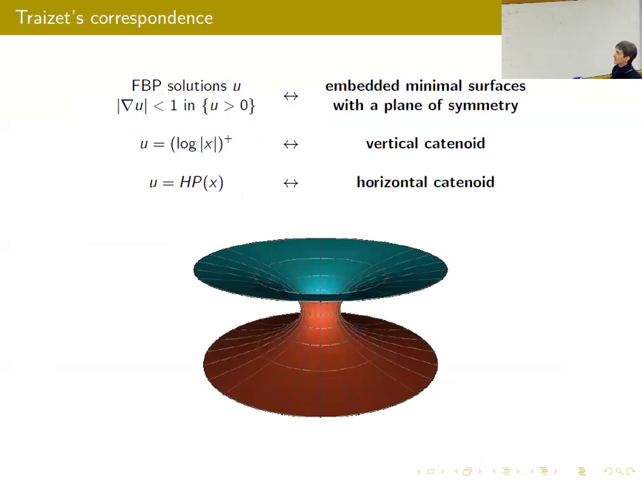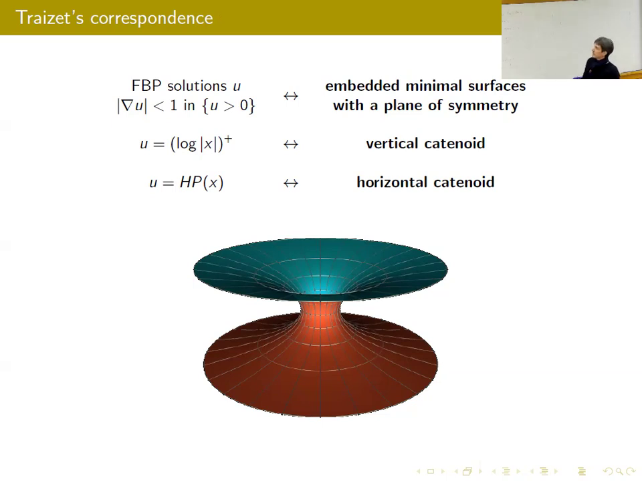All right. So what did Trezé do? He related the solutions to the one-phase free boundary problem explicitly to minimal surfaces. If you take a solution to the one-phase free boundary problem which satisfies this gradient bound in the positive phase, then you can lift it to a complete embedded minimal surface, which is called a bigraph. It has a plane of symmetry, and each half of it is graphical.